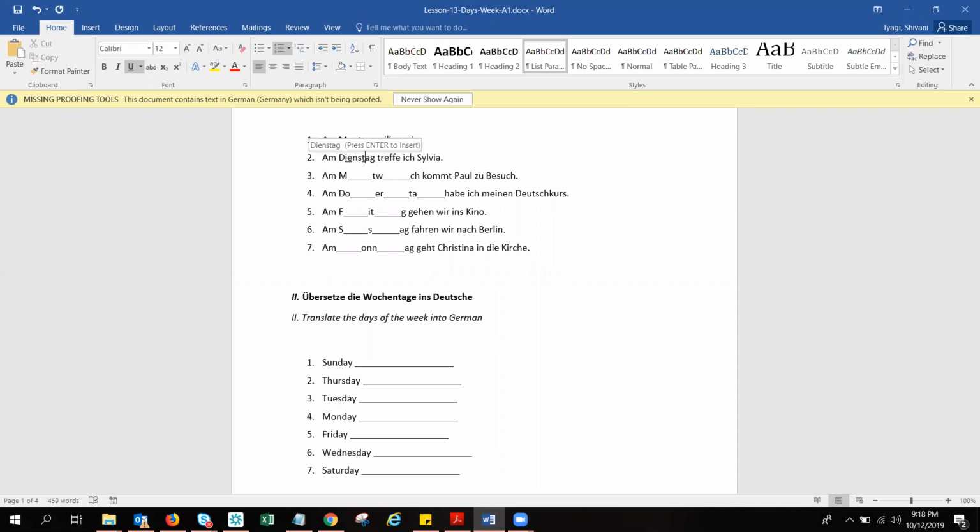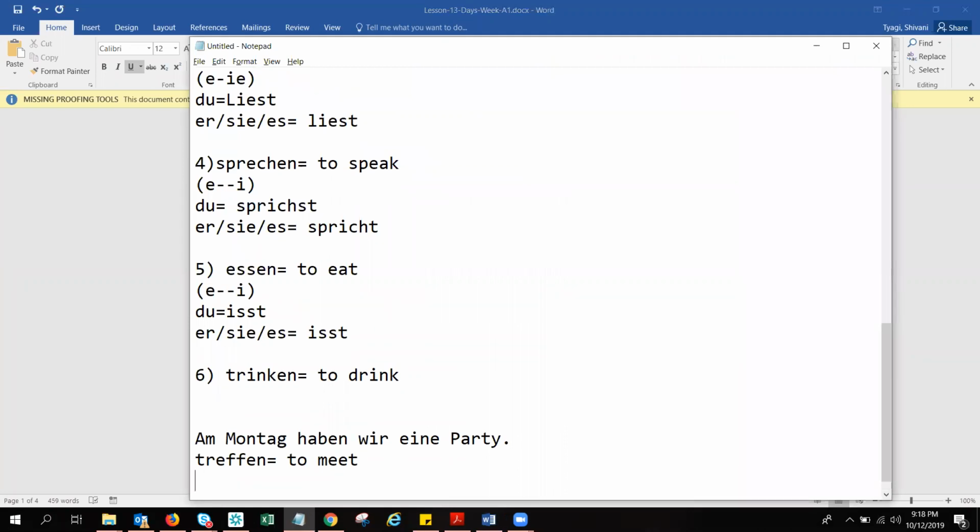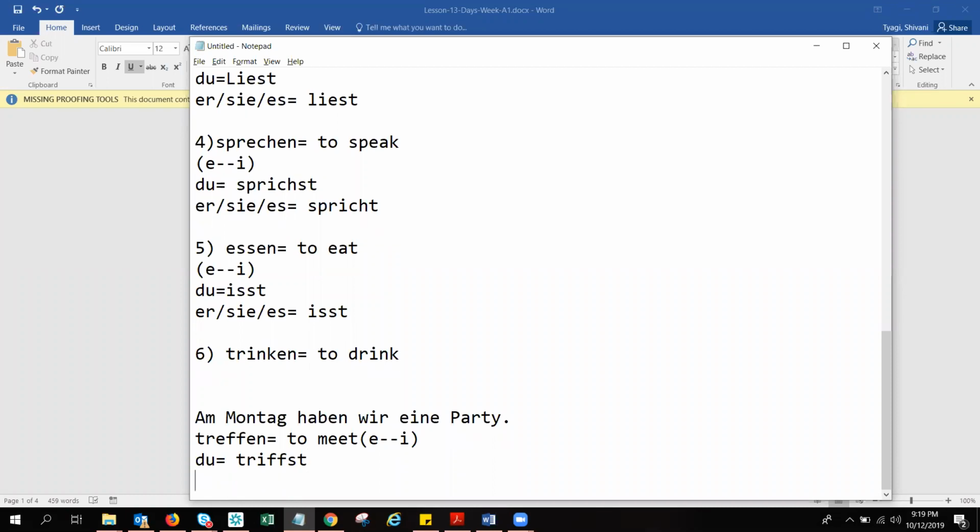Okay, so treffen is to meet. So with du in this, E will become I. Whenever there is any change in the verb, in the bracket I'll write like this. Whenever E will become I, it will be only with du and er/sie/es. So it will be triffst and trifft.